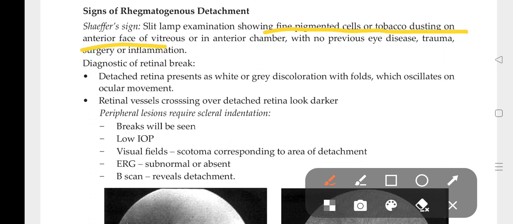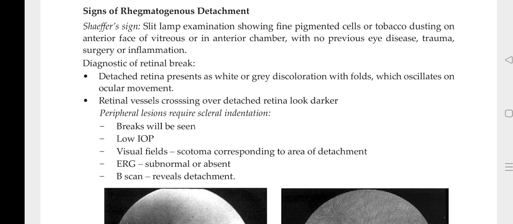Diagnosis of retinal breaks: the detached retina presents as white or gray discoloration with folds, which oscillates on ocular movement. There will be a retinal break. This is important: retinal vessels crossing over the detached retina look darker. Peripheral lesions require scleral indentation. Breaks will be seen on low intraocular pressure. Visual fields show a scotoma corresponding to the area of the detachment. Electroretinogram will be subnormal or absent. B scan reveals detachment.